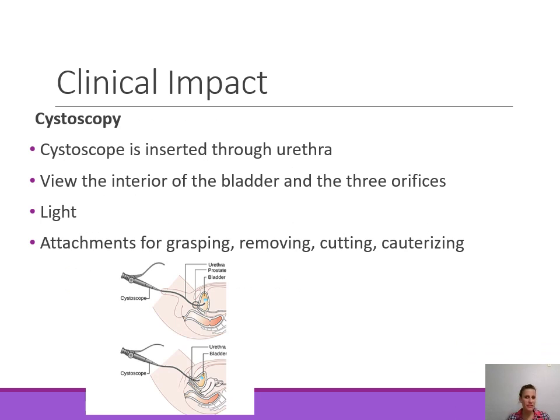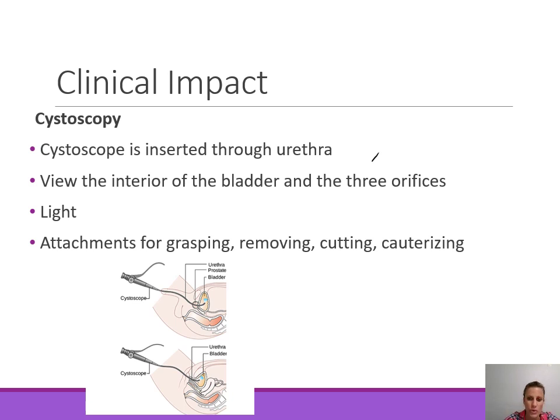Cystoscopy is a specific type of endoscopy where we're visualizing the internal aspects of the bladder with a specific endoscope. In this case, it's a cystoscope because it's the bladder that we're entering and visualizing. A cystoscope is inserted into the urethra and fed through the urethra into the bladder. It has a light present on it that allows us to view and visualize the internal walls of the bladder, as well as the 3 orifices of the bladder.